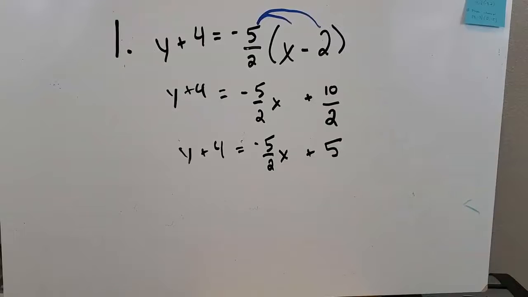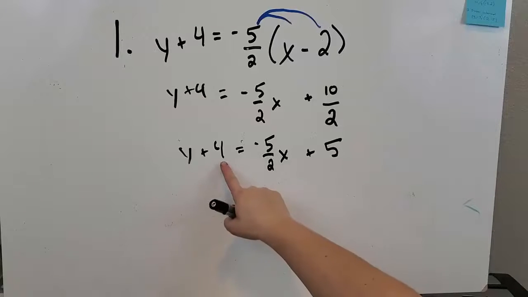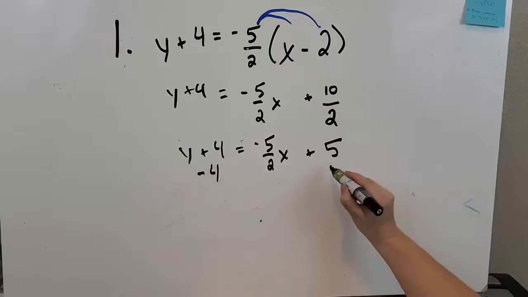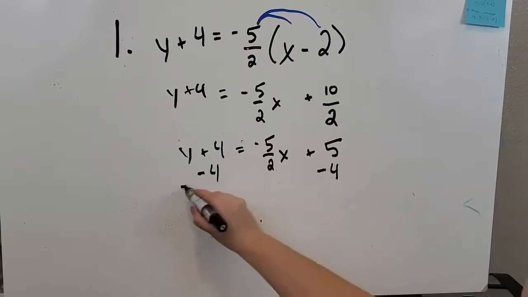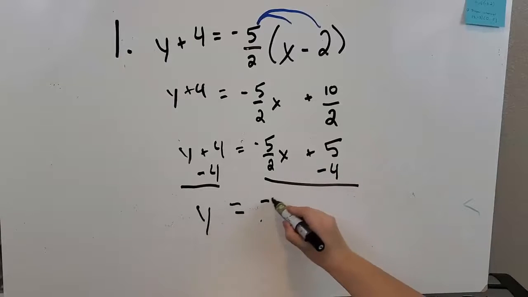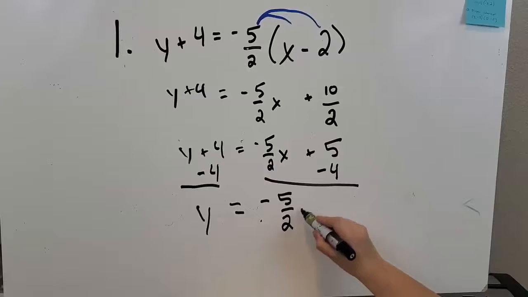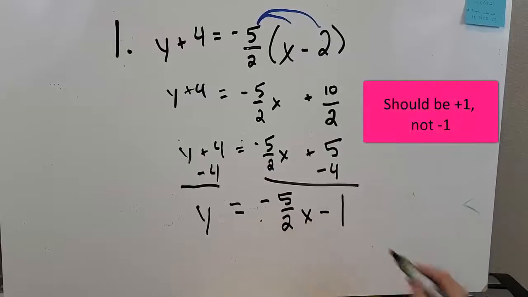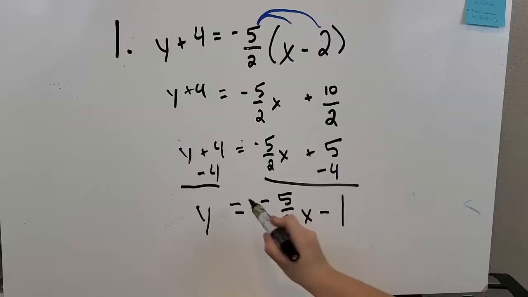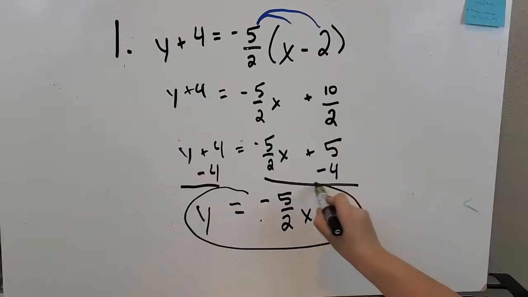Last thing I need to do is get this positive 4 term away from y. So I'm going to subtract 4 from both sides. And when I simplify that, it gives me y equals negative 5/2 x minus 1. Now we have our equation written in y equals negative 5/2, our m value, x, and then negative 1 is our b value. So this is now in slope intercept form.